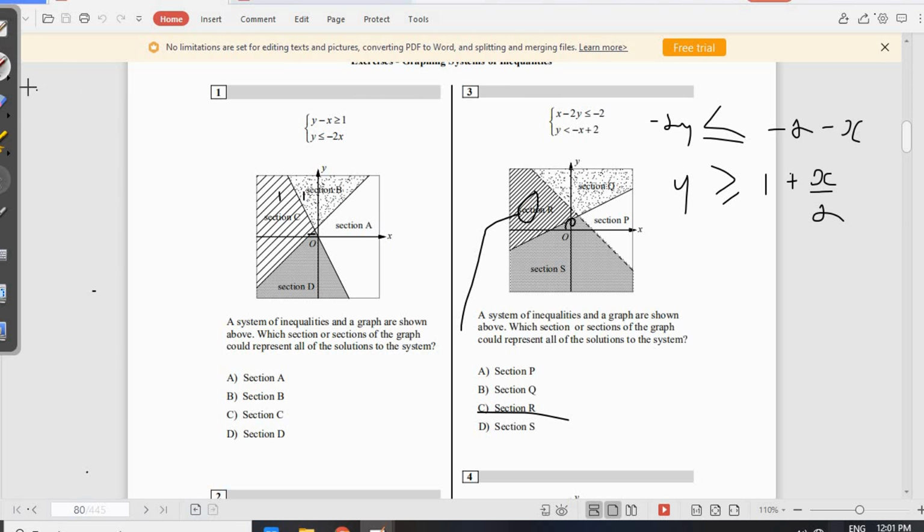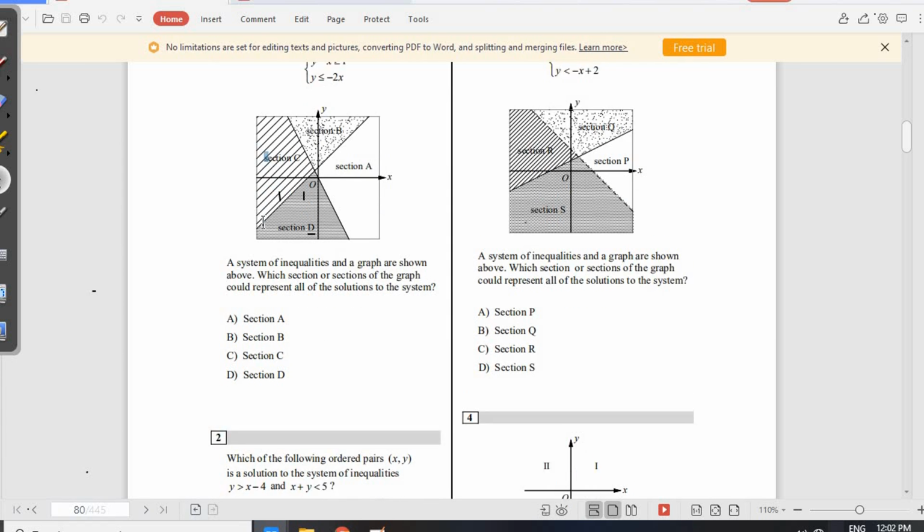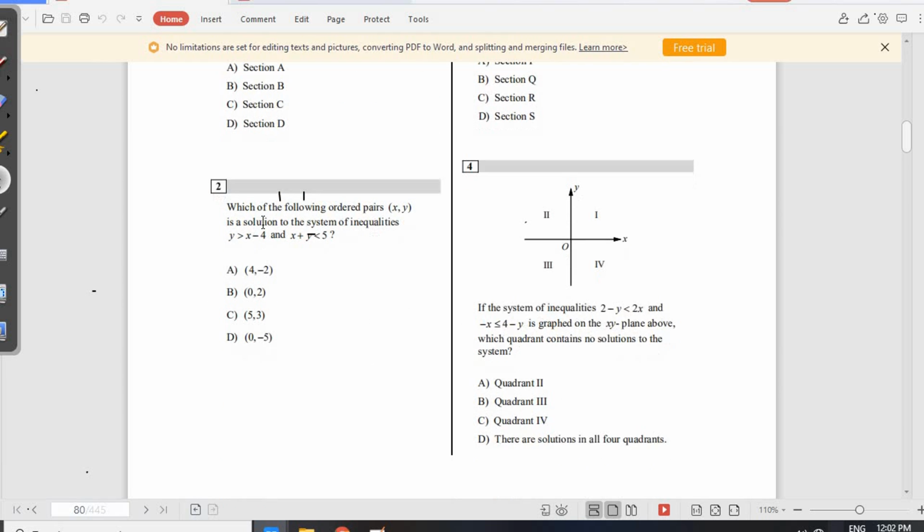Let's look at the last question and then we'll move on. The last one says, if the system of inequalities is 2 minus y less than 2x and minus x less than or equal to 4 minus y is graphed on the xy plane, which quadrant contains no solution to the system?